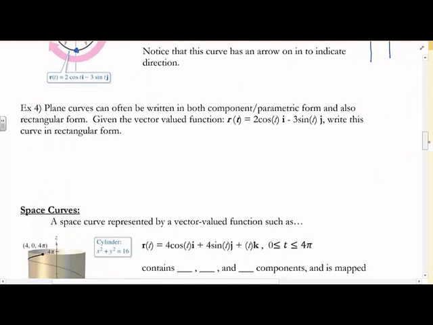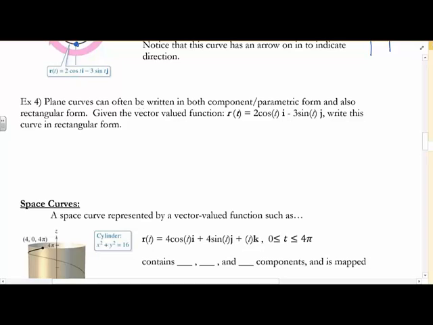So what about more plane curves? A plane curve can often be written in both component and parametric form. So if I have a picture of this and it's on an XY plane, can I write it in rectangular form? Rectangular form means XY form. So let's say I have this vector valued function. I have x equals 2 cos t, y equals negative 3 sine t. This is component form or vector form. This is parametric form. And then you can also get it in rectangular form when you just eliminate the t completely.